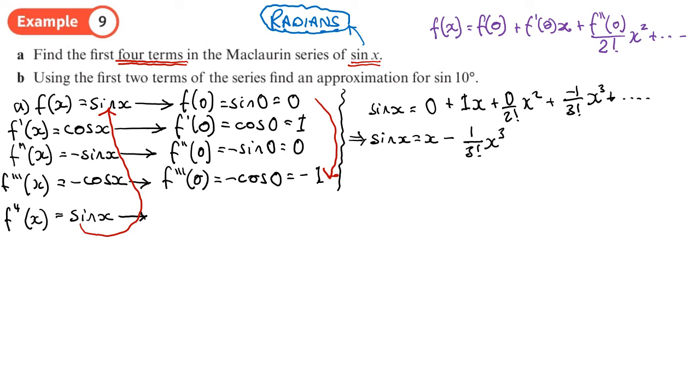So the next term, x to the power 4, will disappear because I'll have 0 over 4 factorial. The next term will reappear as a positive because I will have differentiated again and ended up with working out cos 0, which is 1. So the next term that appears after this will be plus 1 over 5 factorial x to the 5. Now we can see the pattern. I reckon the next one's going to be negative 1 over 7 factorial x to the 7, and so on.